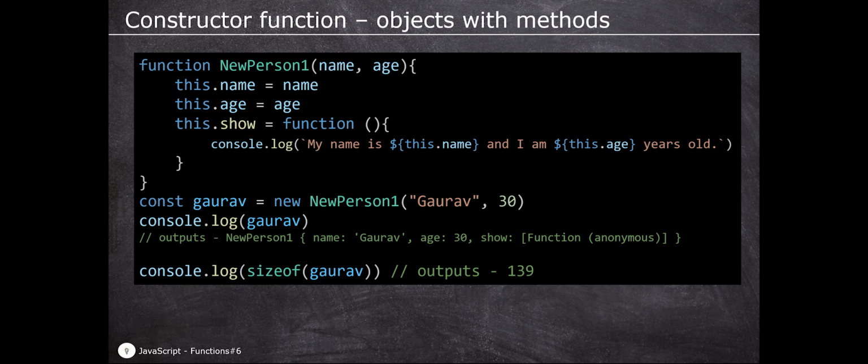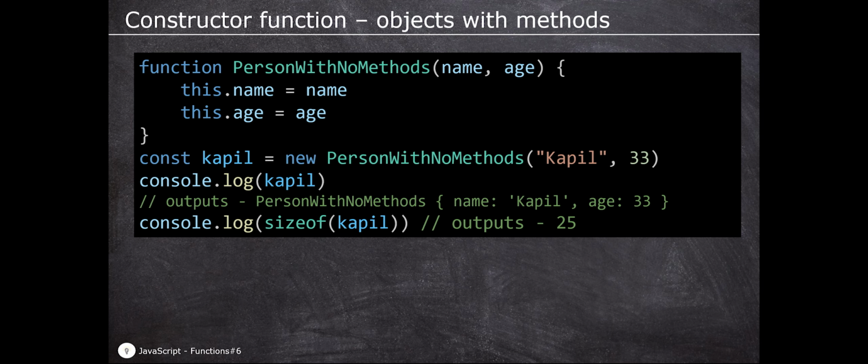If you observe the code snippet, the constructor function object has both the attributes and a copy of the methods, and it is 139 bytes in size. In the second code snippet, I have written a similar constructor function without any method, and its object has only attributes and it is 25 bytes in size. By the way, I have used the third-party module object-sizeof to calculate the size of an object.